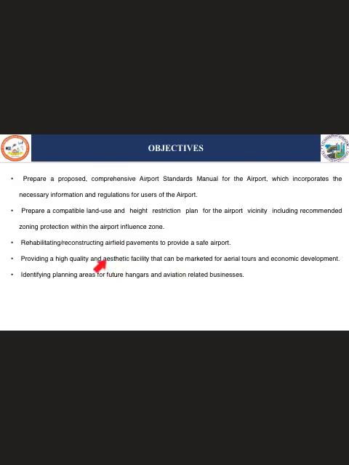The objectives of airport planning include, first, to prepare a proposed comprehensive airport standard manual for the airport, which incorporates the necessary information and regulations for the users of the airport. Secondly, to prepare a compatible land use and height restriction plan, which is essential for aircraft operations near the vicinities, including the recommended zoning protection within the airport influence zone, and also rehabilitation and reconstruction of the airfield pavements to provide a safe airport for operations, and providing high quality and aesthetic facilities that can be marketed for aerial tours and economic development. It also includes identifying the planning areas for future hangars and aviation and related businesses.